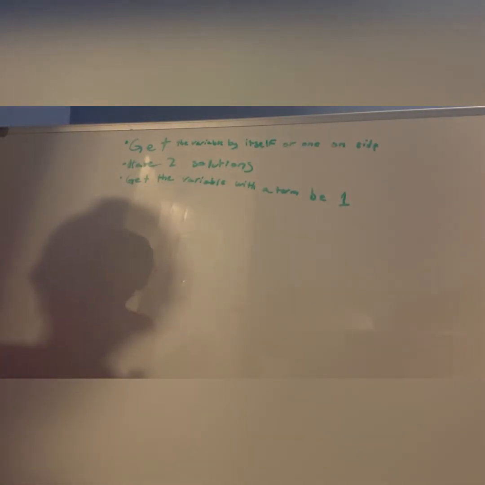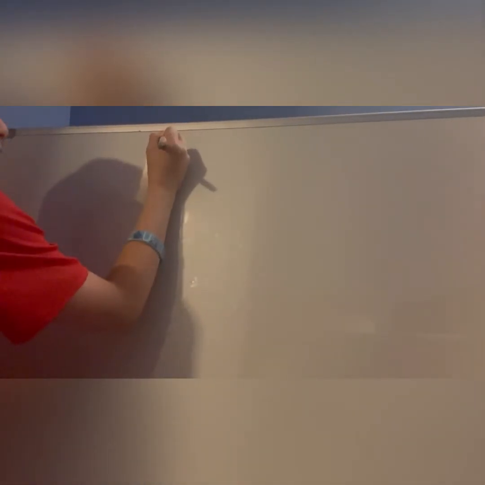Alright, so I'm gonna show you how to get the variable by itself on one side, have two solutions, or get the variable with one term. Let's say we have three. We're gonna do some basic algebra.